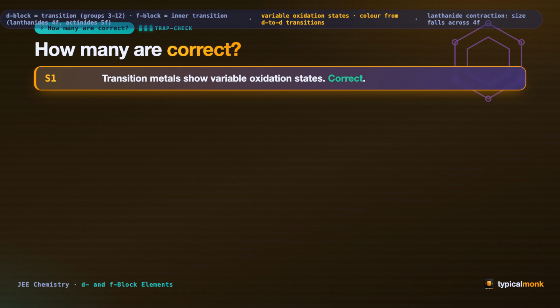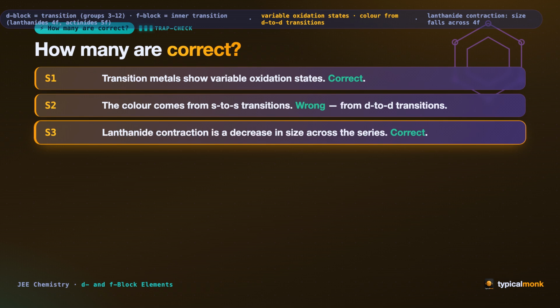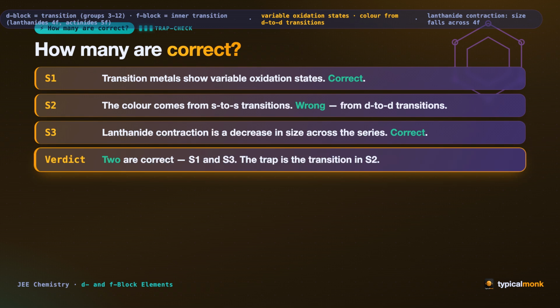Now, how many of these statements are correct? Statement 1. The transition metals show variable oxidation states. Correct. Statement 2. The color comes from s to d transitions. Wrong. It comes from d to d transitions. Statement 3. Lanthanide contraction is a decrease in size across the series. Correct. So the answer: 2 are correct, statements 1 and 3. The trap is the kind of transition in statement 2.